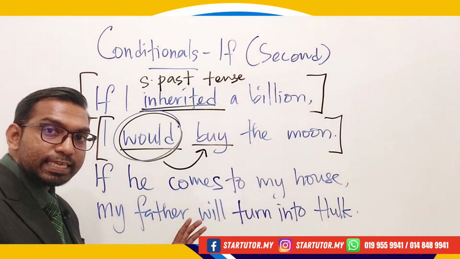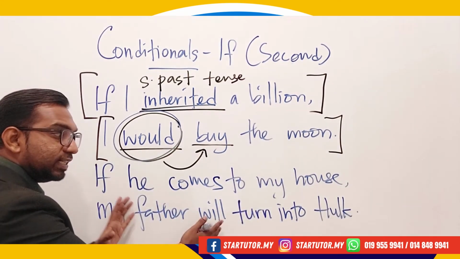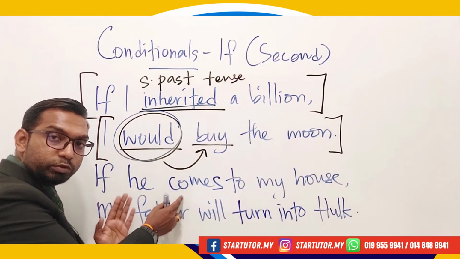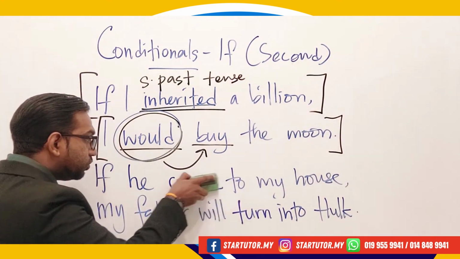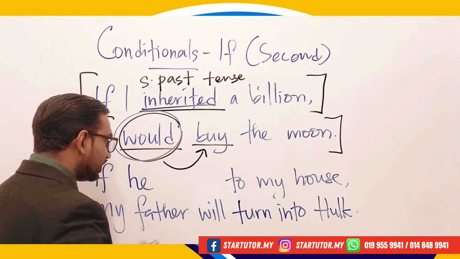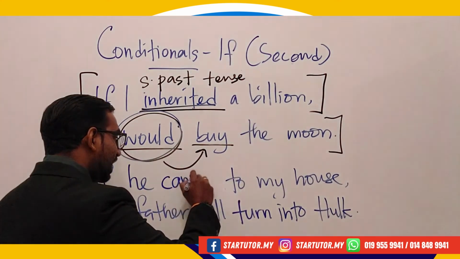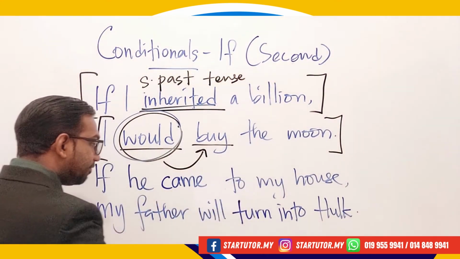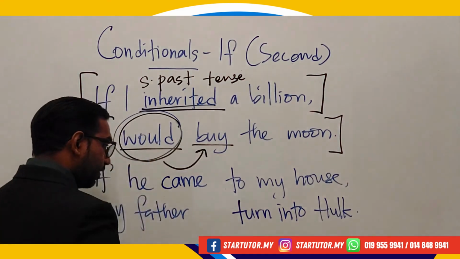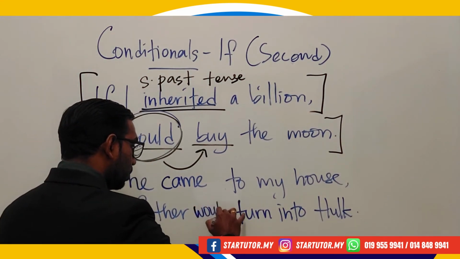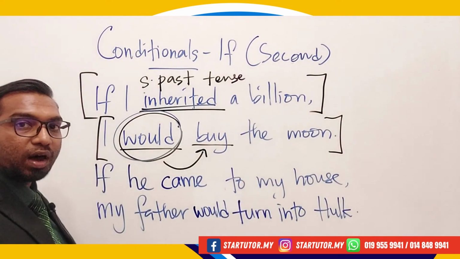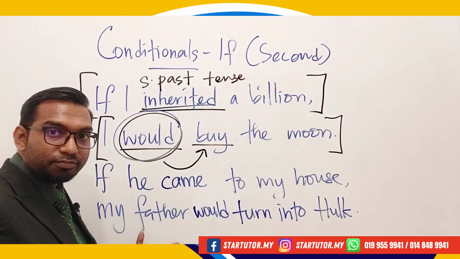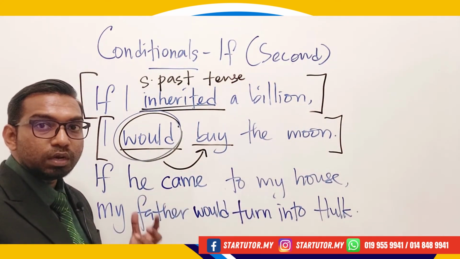So what is the mistake here? Because this is a second conditional sentence, the verb that we use for the if clause must be changed to simple past tense, which is: if he came to my house, my father would turn into Hulk. See, if he came to my house, my father would turn into a Hulk.